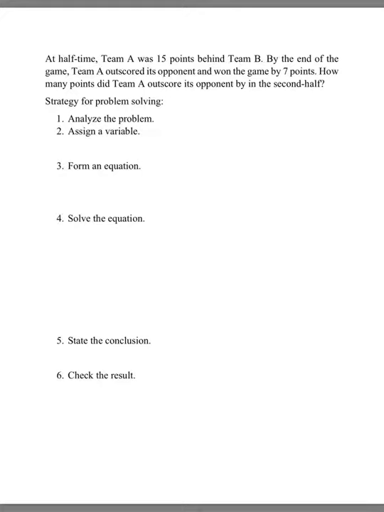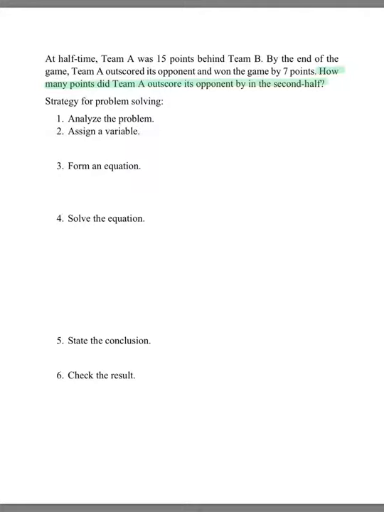So let us start off our strategy for problem solving by analyzing the problem. First thing we want to identify is the question that's being asked. In this problem, the question is, how many points did Team A outscore its opponent by in the second half? That's the question we want to answer. Since we know what we want to find, let us jump to step 2 and assign a variable.